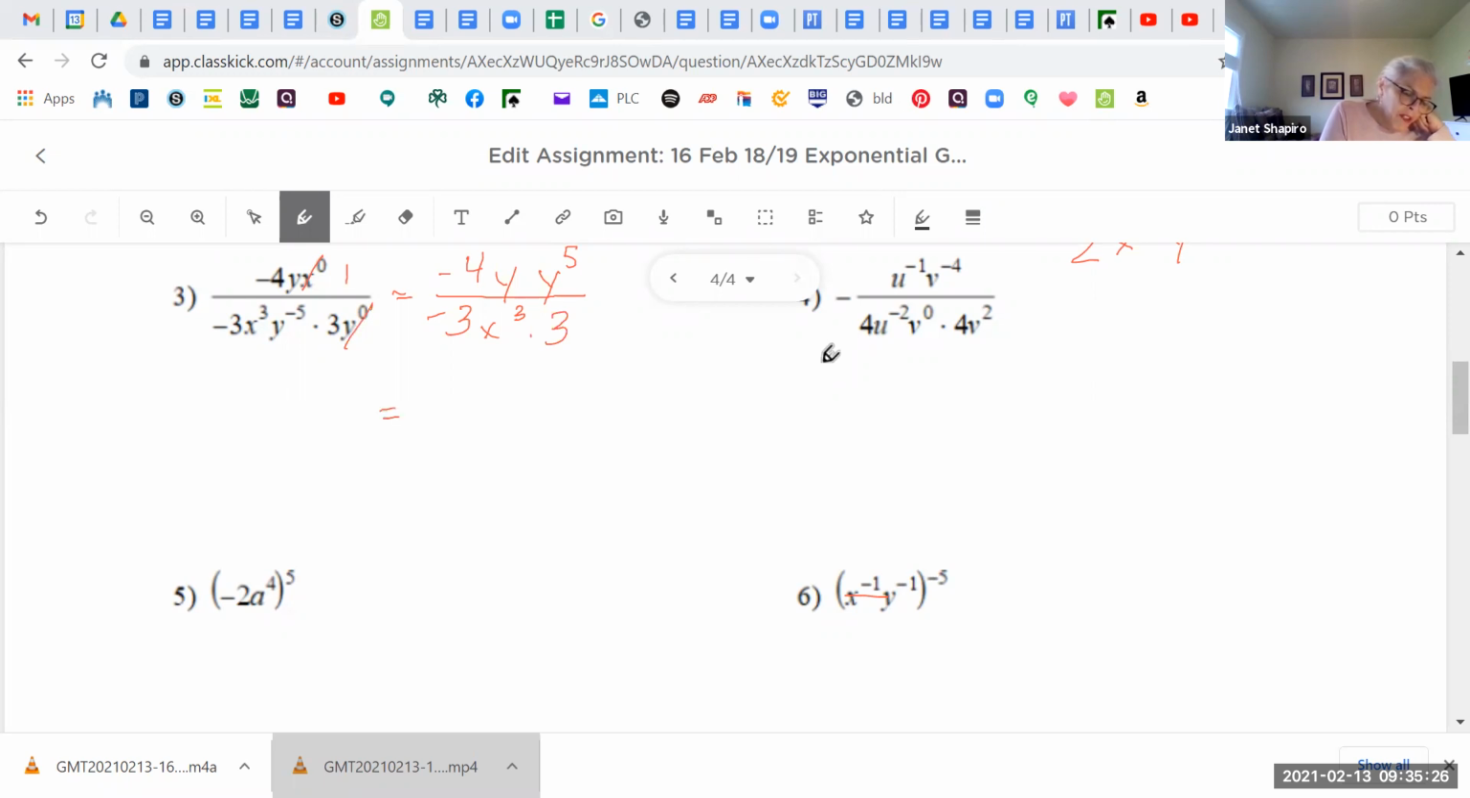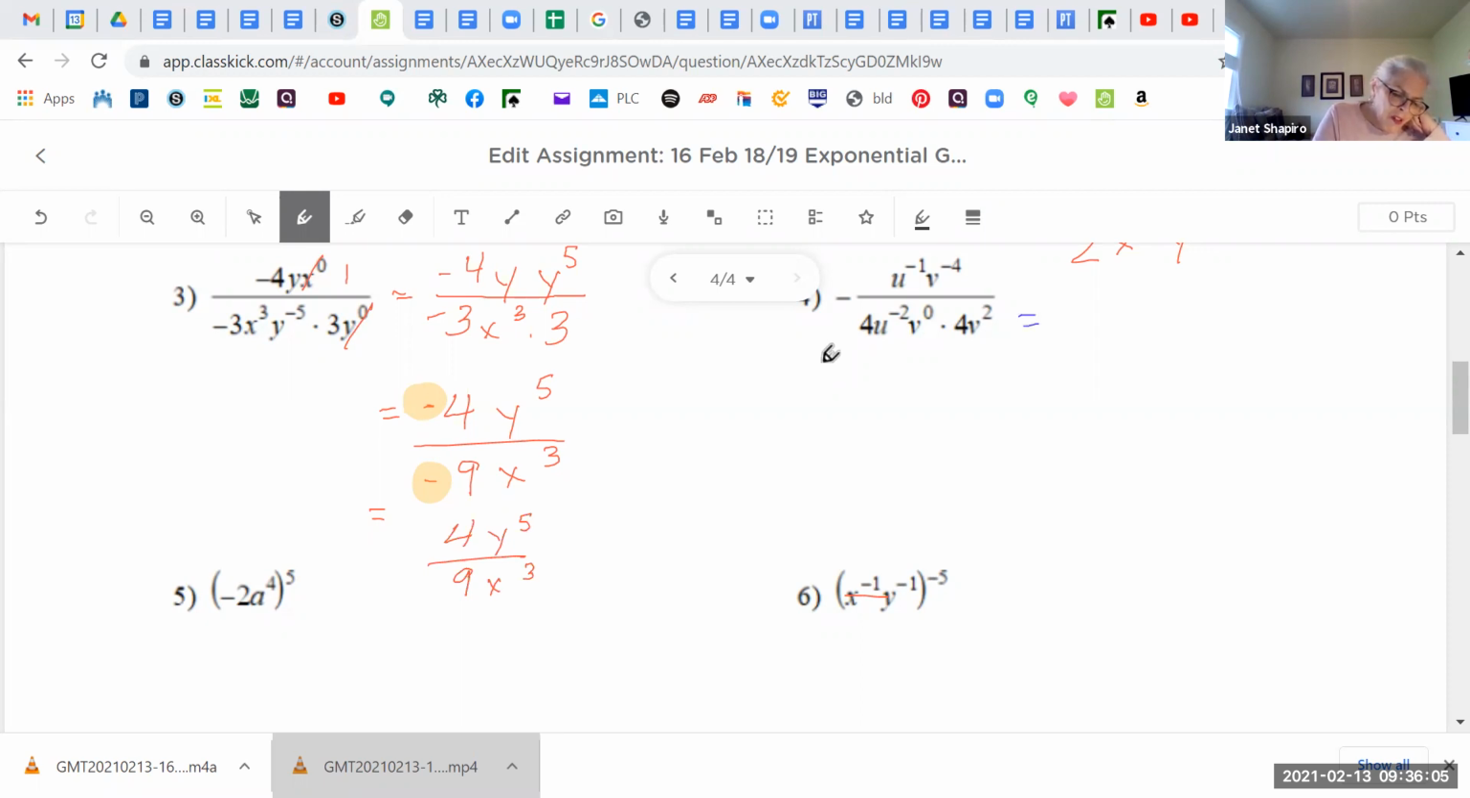All right, I multiply across the top and I get -4Y to the 5th. I multiply across the bottom, I get -9X to the 3rd. The only thing I can simplify top to bottom is that it's a negative divided by a negative. I can't reduce 4 or 9 by the same number. So the answer is 4Y to the 5th divided by 9X to the 3rd.